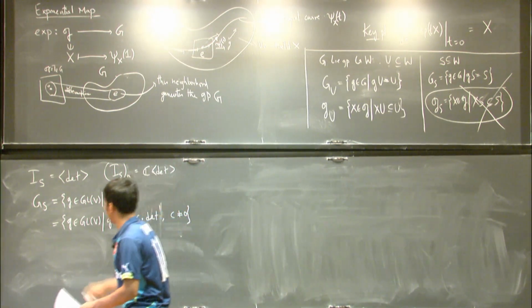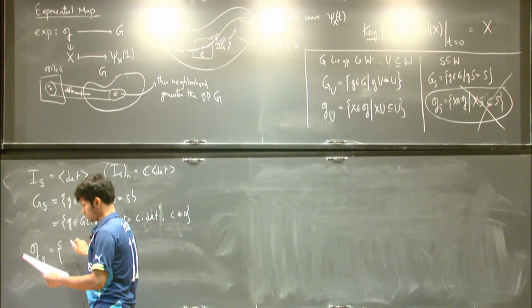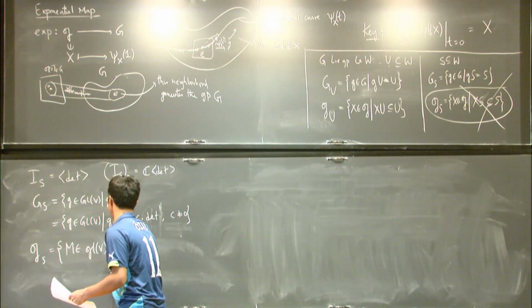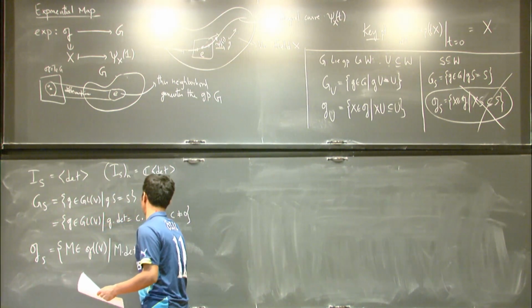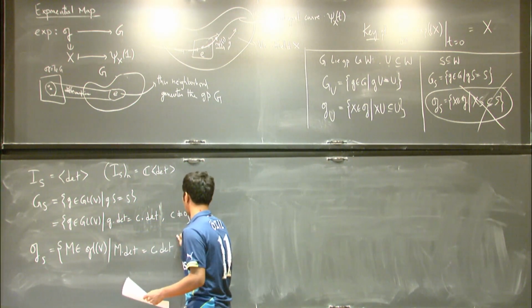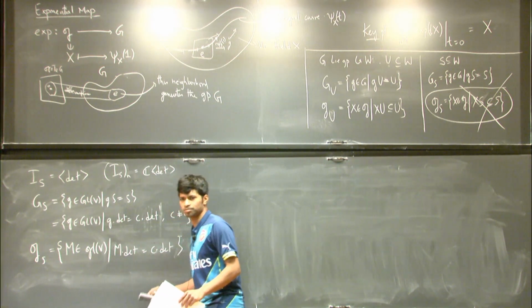But then the Lie algebra would be the set of all M in the Lie algebra which preserve the determinant, but because it's a Lie algebra, I won't ask for C to be non-zero. C could be 0 sometimes.